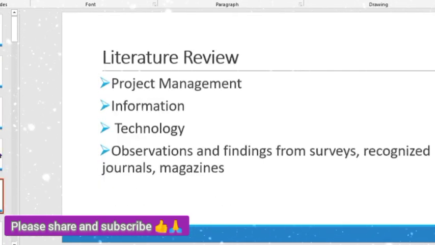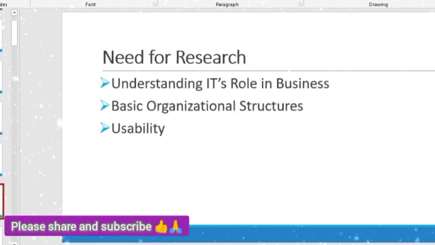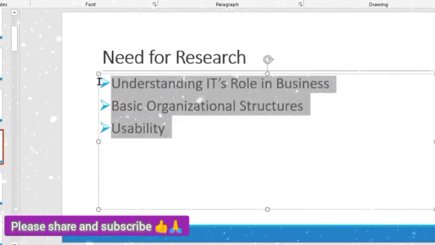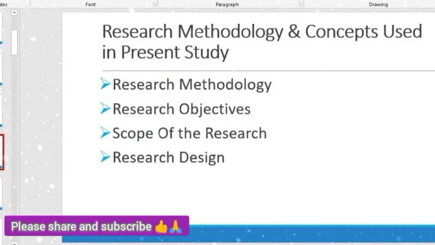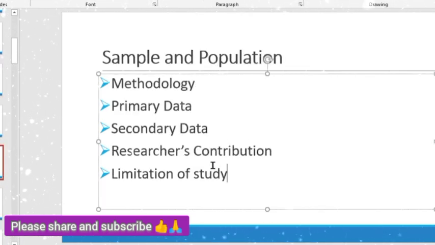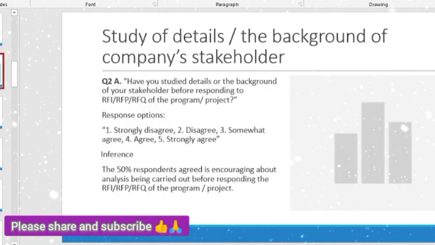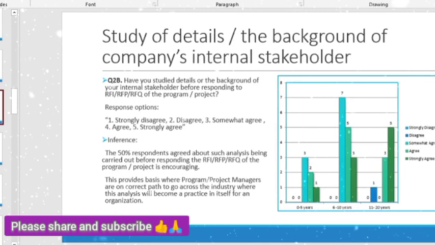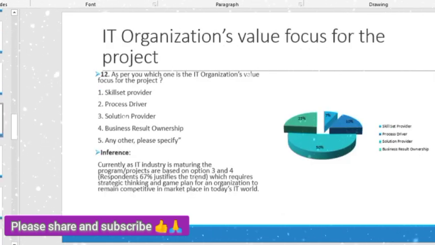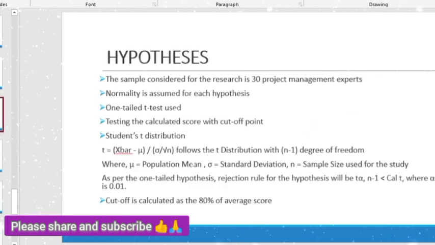Review of literature. Again, it has to be explained by the research scholar. Not much information. Need of the research. Then again, research methodology and concept. This is what is exactly called a PowerPoint presentation. You are going to just present the points, and you are going to explain or elaborate on these particular points. In the analysis part, you can put a few graphs and charts which will show the analysis, and what statistical tools you have used to analyze this data.